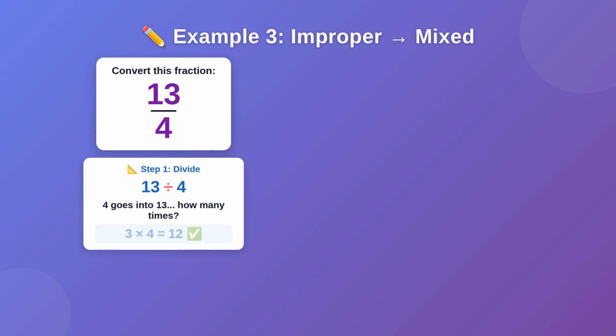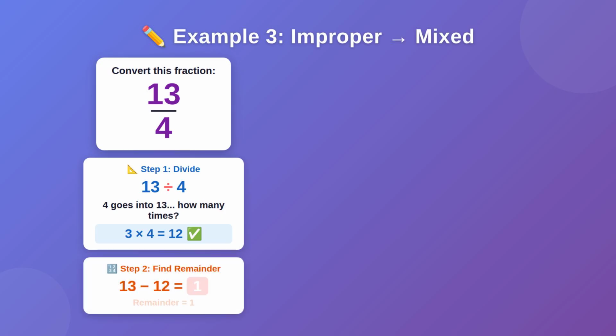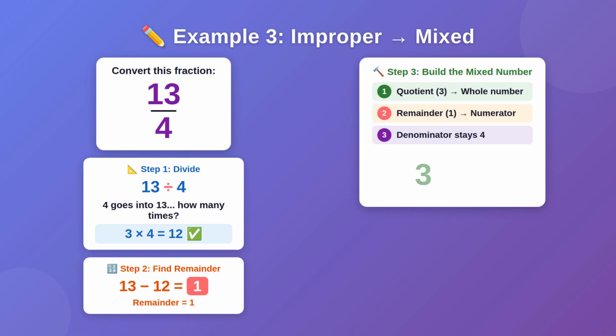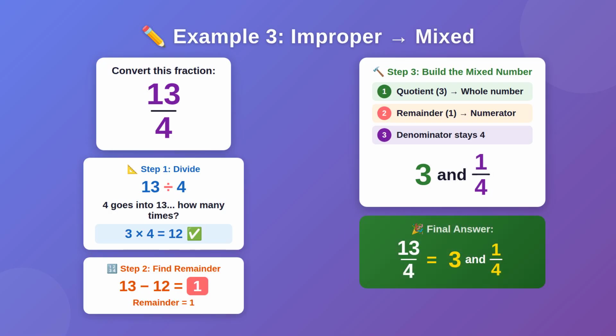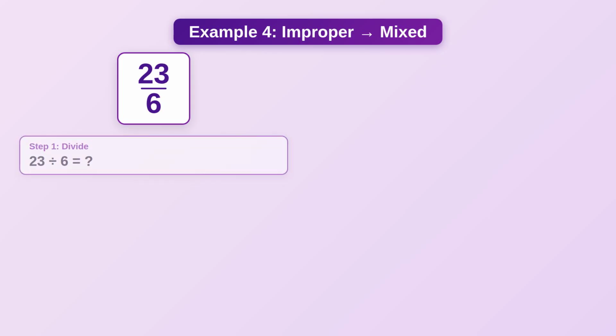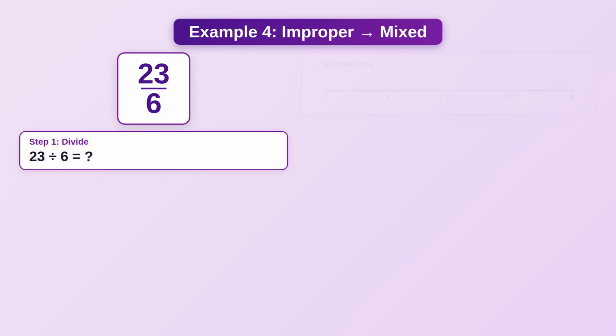Now let's go the other way. Convert 13/4 to a mixed number. We divide the numerator by the denominator, so 13 divided by 4. How many times does 4 go into 13? It goes in 3 times because 3 times 4 equals 12. What's the remainder? 13 minus 12 equals 1. So our remainder is 1. Now we build the mixed number. The quotient 3 becomes the whole number, the remainder 1 becomes the new numerator, and we keep the denominator as 4. 13/4 equals 3 1/4.